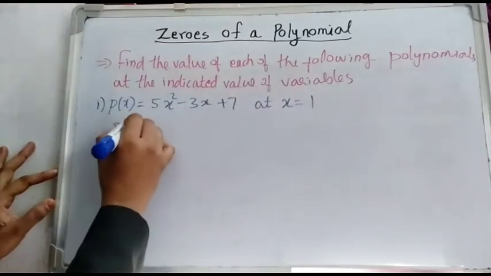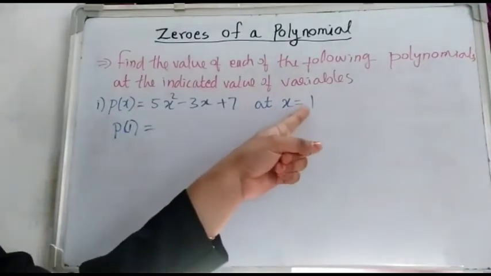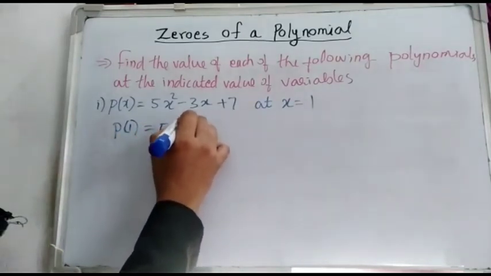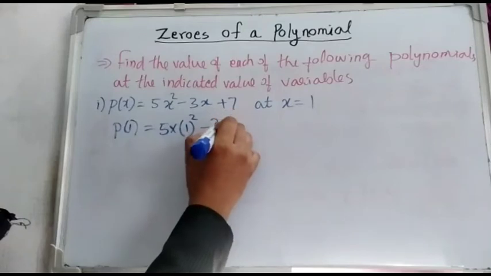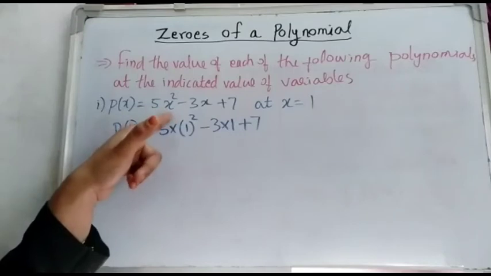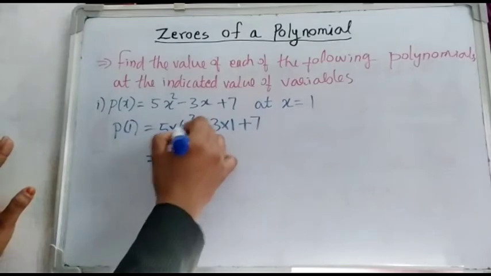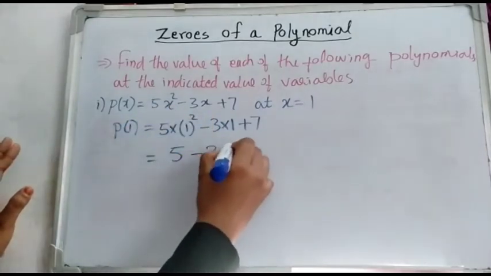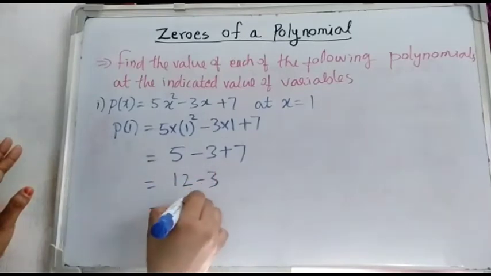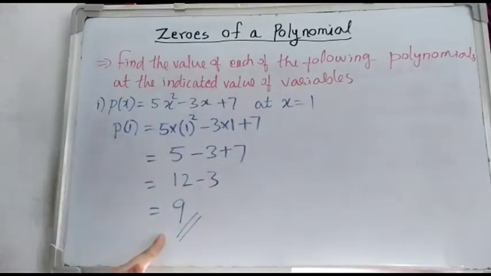So, p of 1 is equal to, replace x by 1. That is, put x equal to 1 in this polynomial. So, p of 1 is equal to 5 into 1 square minus 3 into 1 plus 7. 5 into 1 square, replace x by 1, minus 3 into 1 plus 7. That is 5. 1 square means 1. Minus 3 plus 7. That is 5 plus 7, 12. 12 minus 3, 9. So, value of this polynomial at x equal to 1 is 9.